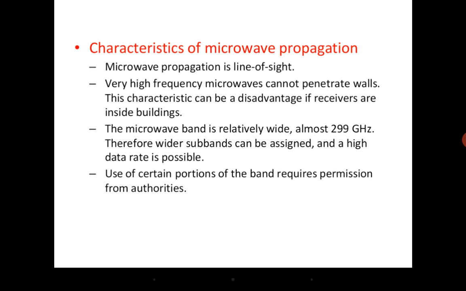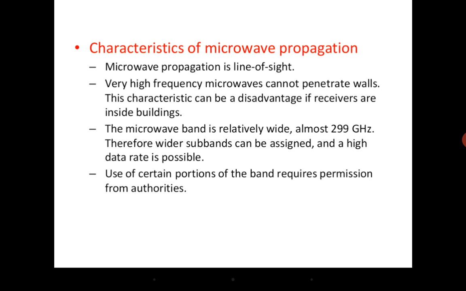Characteristics: microwave propagation is a line of sight propagation. These are very high frequency. This range of frequency is very high, so it can't penetrate walls. This characteristic makes a disadvantage: if a receiver happens to be inside a building, it can't receive these waves.